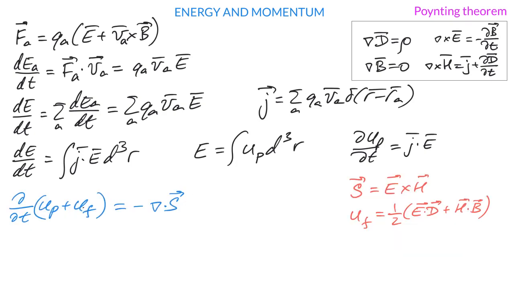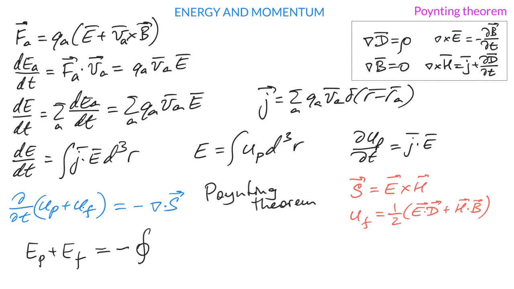This expression is the differential version of the Poynting theorem. The integral version can be obtained by integrating over the whole volume, where we have particles and the fields. So then on the left-hand side, we'll have the total energy of the particles plus the total energy of the fields in some volume. And then the right-hand side, we have a negative volume integral of the divergence. We'll convert through Gauss's theorem to the surface integral of the flux of the Poynting vector.